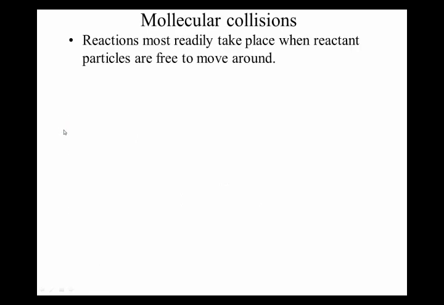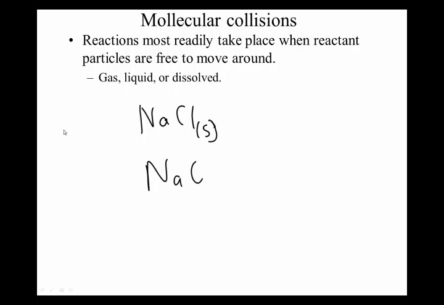Starting from that first tenet, reactions take place most readily when reactant particles are free to move around, so in gas, liquid, or aqueous states. Solid reactions are really slow, even solids with gases. This is why ionic compounds, which are normally solid salts, are very commonly shown as aqueous in reactions. They're dissolved, so they can move around and collide with other reactants much more easily than if they were solid.